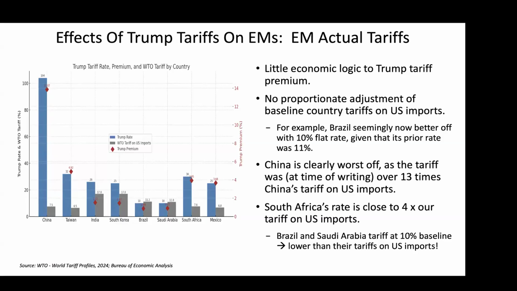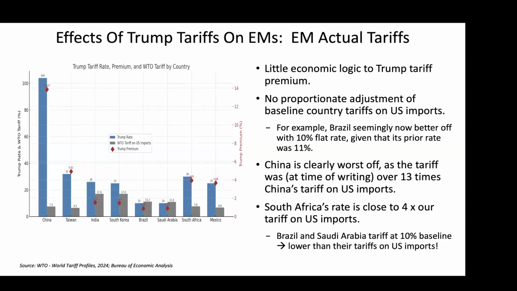If you look at the gray bars, they are the tariffs on US imports imposed by that particular country. So for example, South Africa's average weighted tariff on US imports was about 7.6%. The blue bar is what Trump proposed for every country. And you can see there is no logic, right? For Trump to move from 7.6% for South Africa to 30%, for Mexico to move from 7 to 25. And then, of course, the big one is China goes from 7.5% to 104%.